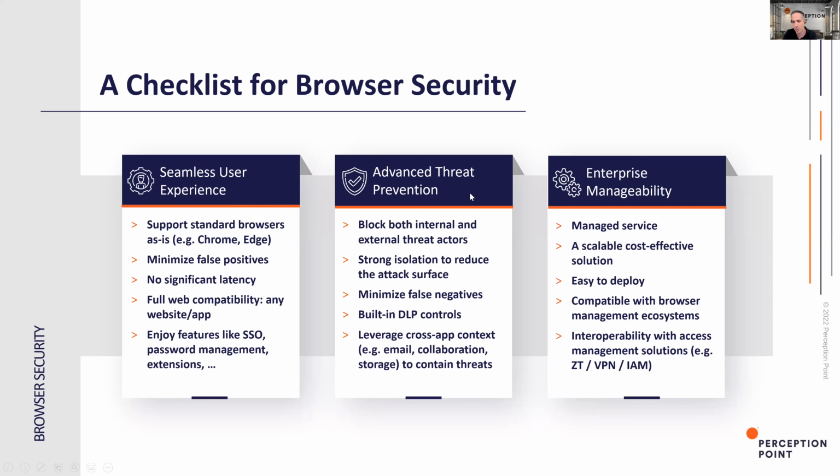Second is the level of threat prevention. You need to make sure you block both internal insider threats and external threats. And if you can, find a solution that does strong isolation of the browser, not just detection, so that when there is a zero-day vulnerability in the browser, you can really eliminate the risk and the impact from such attacks. You want this to be super accurate and protect also against insiders leaking data out of the browser, as well as go for a solution that sees the wide picture across not just the browser, but other attack vectors like email, collaboration apps, storage, and so on.